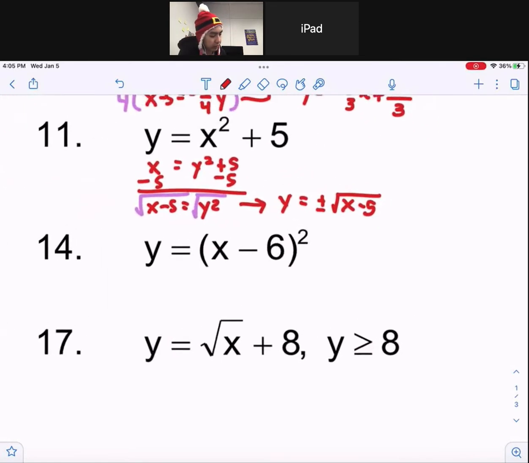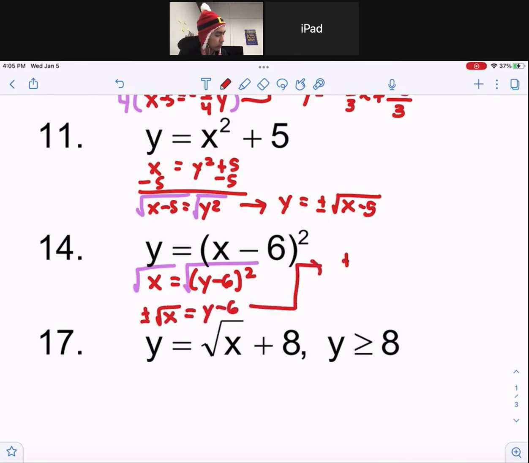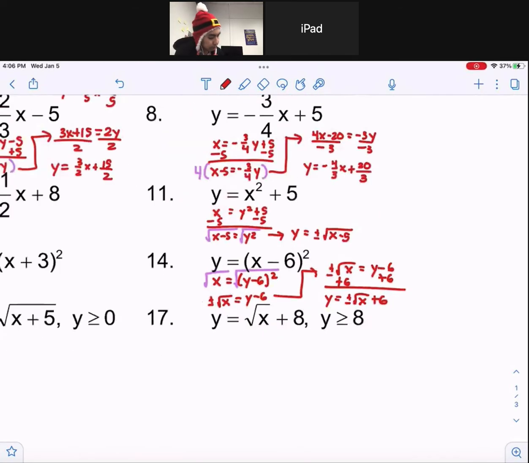Try ones like 14. You would switch your variables and then solve for your new y. To get rid of that second power, you square root both sides. And then lastly, you add 6 to both sides. So our inverse is going to look like plus or minus the square root of x plus 6.